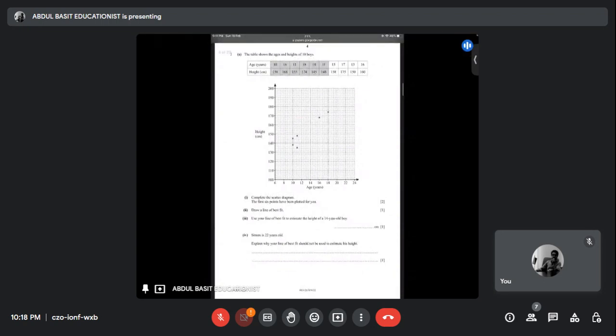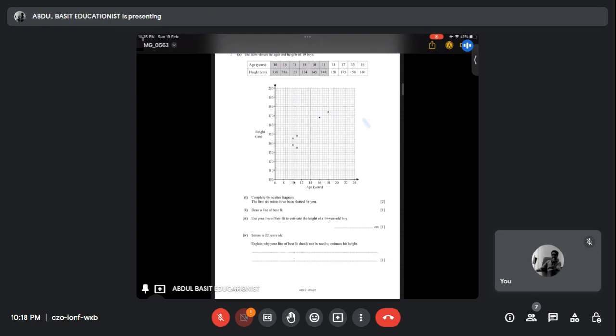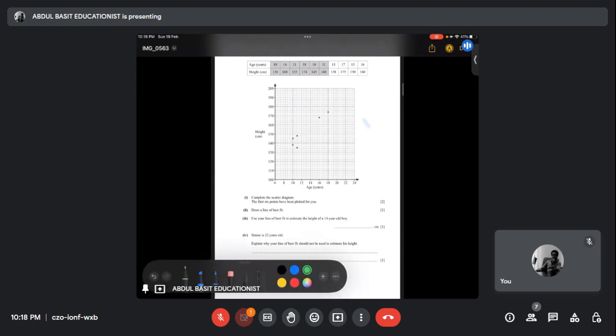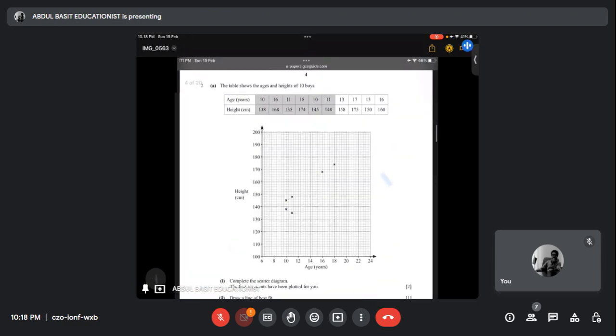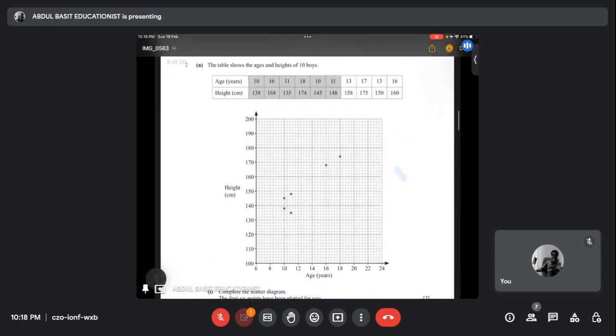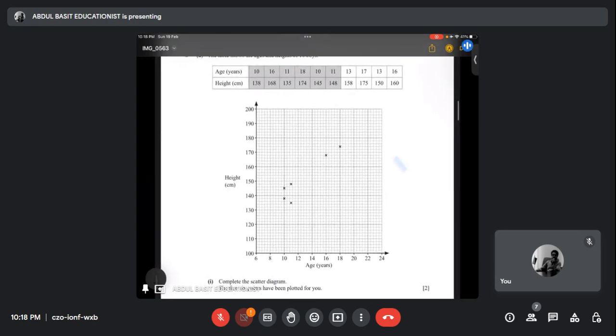Okay, 21 October November, it has a scatter diagram. So scatter diagram क्या होता है? बहुत आसान चीज है, इतना मुश्किल नहीं है, यार जी पढ़ा देता हूँ. ठीक है, ये उस दिन मुझसे पढ़ाना रह गया था. The table shows the ages and height of the 10 boys. Okay, so we can see that we must complete a scatter diagram. The first 6 points have been plotted for you.